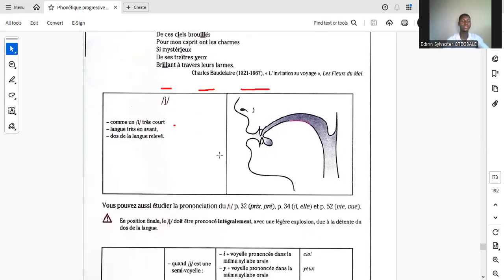Now, let's describe this phoneme like we've always done for other phonemes. This yod sound, yi, is close to e, of course, but it's very short because tous les phonèmes, semi-voyelles, semi-consonants sont très courts. So it's much shorter than that. Et la langue est très en avant. This is an anterior sound for that matter. Et le dos de la langue est relevé. That's for that particular phoneme.